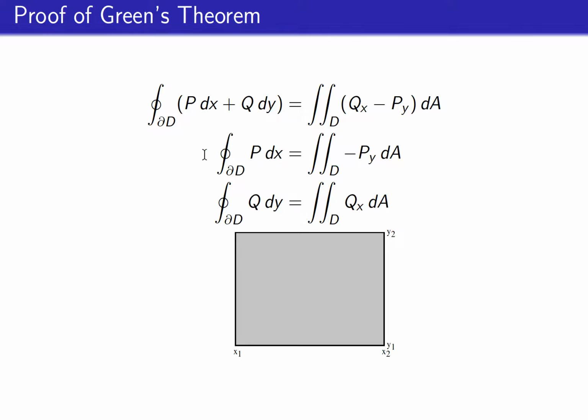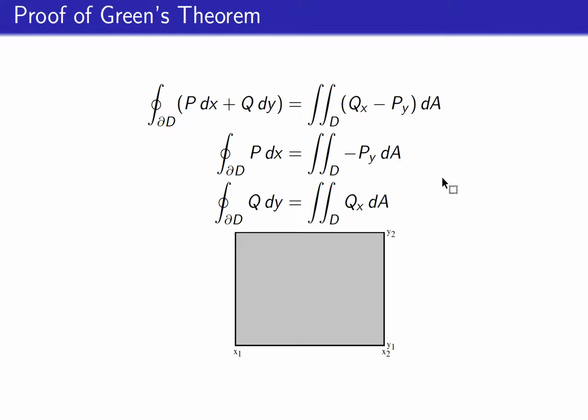The idea is that not only is this true, but actually these other equations will also turn out to be true. I'm going to prove this middle equation, and I'm going to prove this bottom equation. And you notice if you add them up, you get this top equation. This is P dx plus Q dy. This is Q_x minus P_y. Okay, so I'm actually going to prove this middle equation. I'm going to prove the bottom equation.